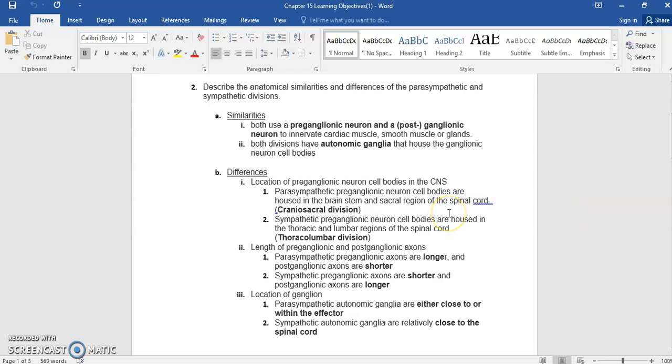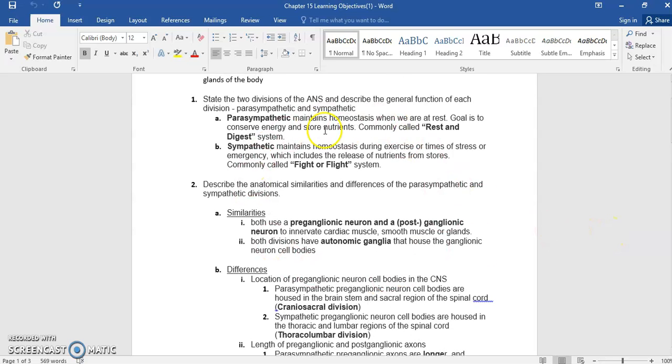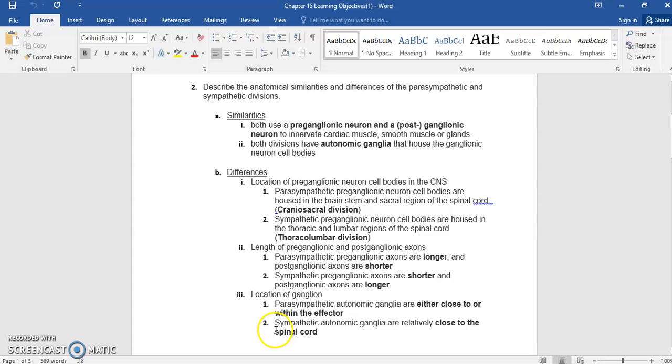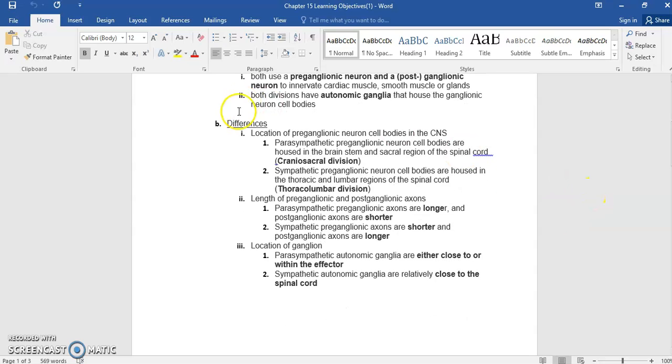Okay, so then I think what I'll do is end the video here, since we got finished with the first objective and started on the second. And then in the next video, we'll go over the differences. There are more differences than there are similarities, so we'll go over those in the next video. So I'll see you in the next video.